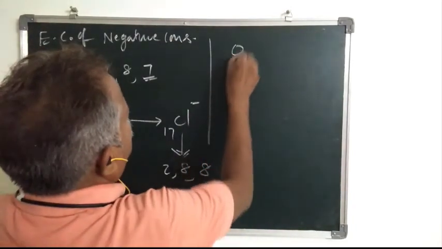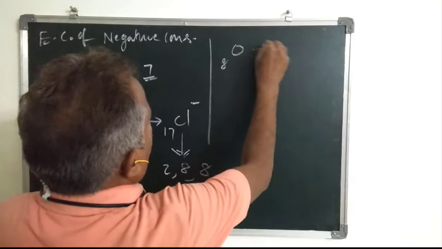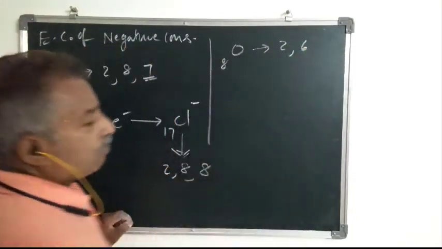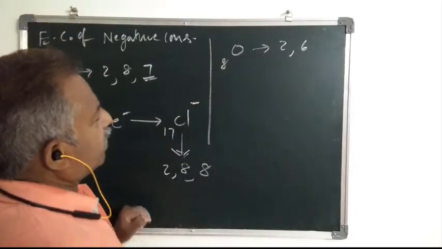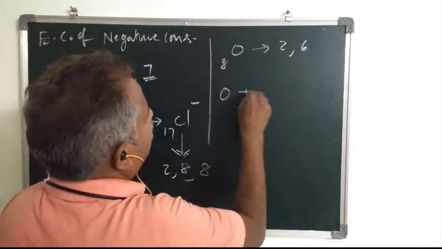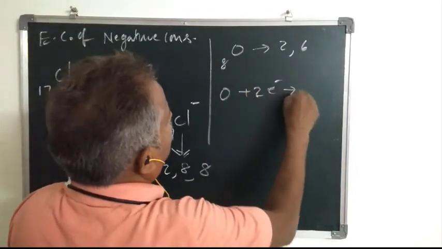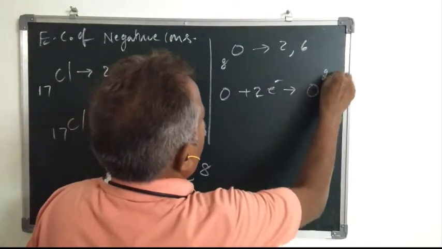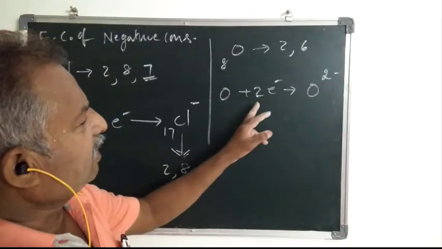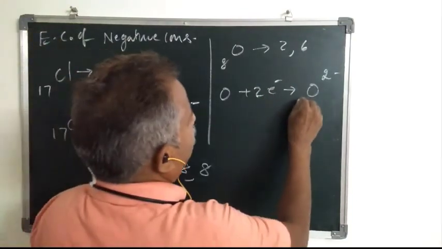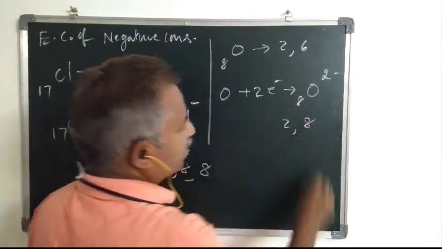On the other hand, oxygen. The oxygen configuration is 2, 6. So it is deficient by 2 electrons. O takes 2 electrons from outside and becomes O2-. So already 6 electrons are there, and these 2 electrons are added. Then what is the configuration? This is 2, 8.